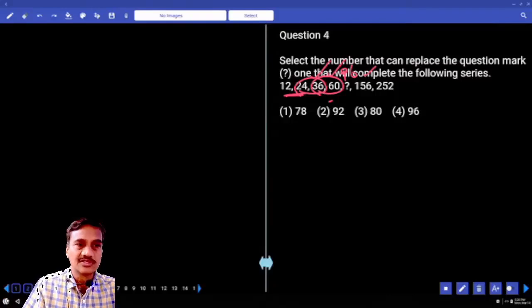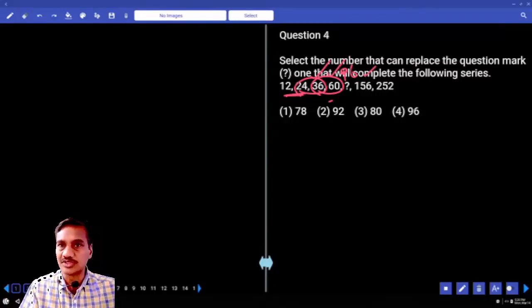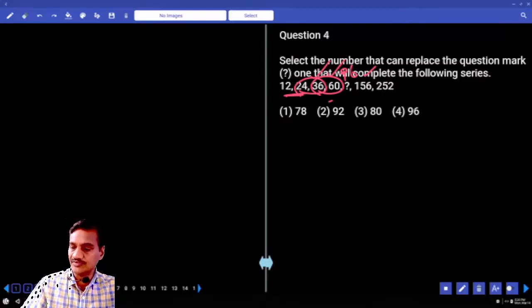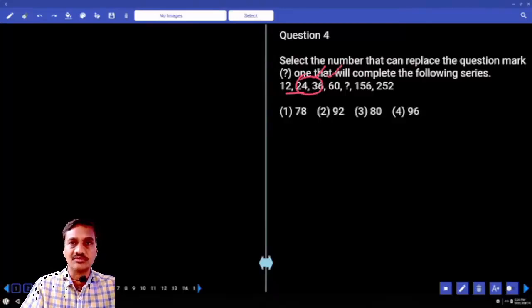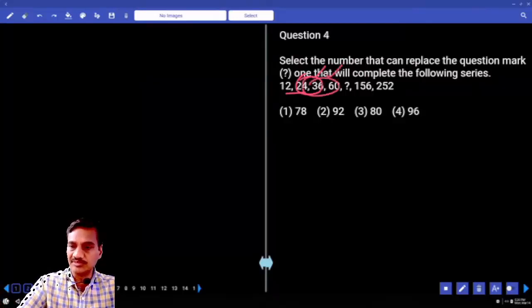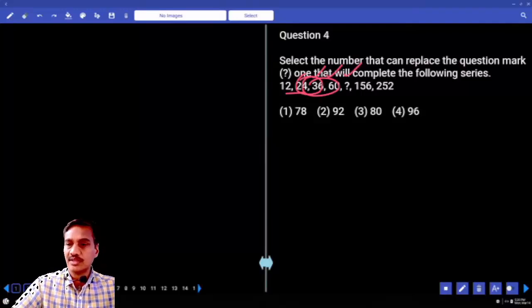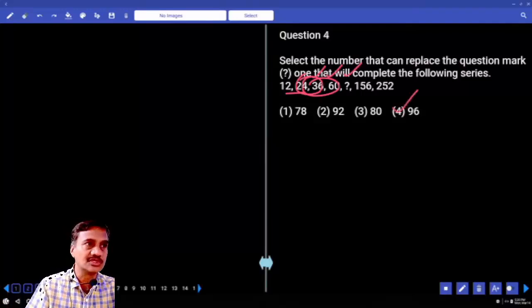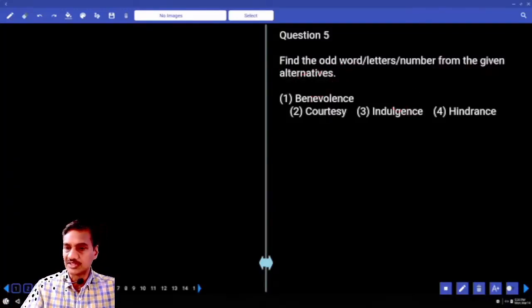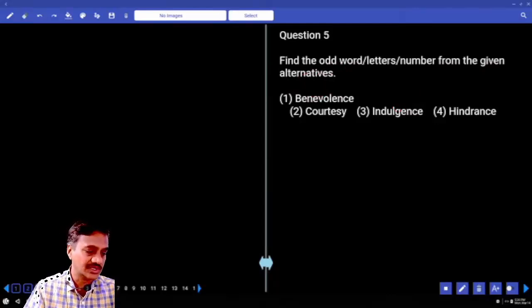Fibonacci series. Sum of the first two numbers equals the third number. 12 plus 24, that is the third number 36. And the sum of the second and third numbers is the fourth number. The sum of the third and fourth numbers is the fifth number and so on. And so 96 is the choice for question number 4. Then next one, question number 5. Tell me what is your answer in this case.